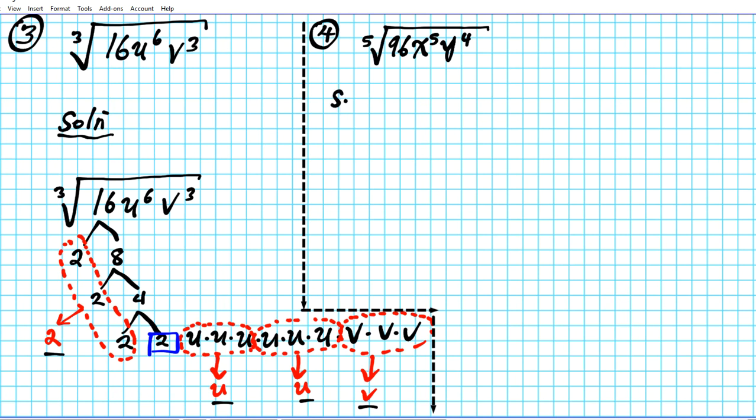Okay, let's go ahead and try this out. Now for this one, we have the 5th root of 96, x to the 5th, y to the 4th. The index here is 5, so every factor that repeats itself 5 times can be taken out of the radicand as one of the factors.